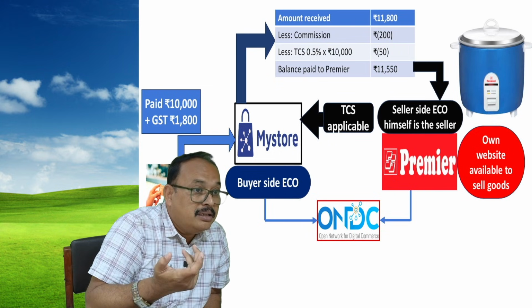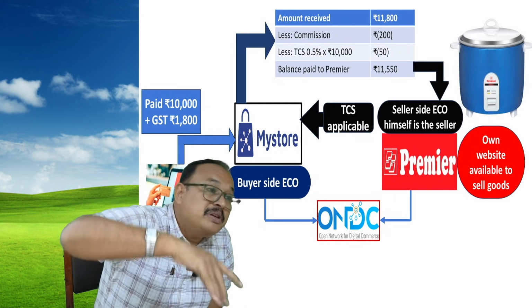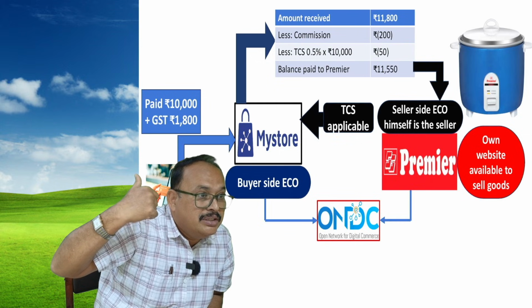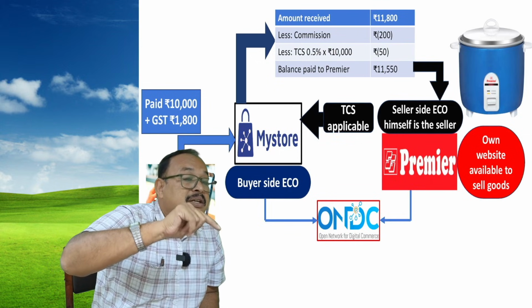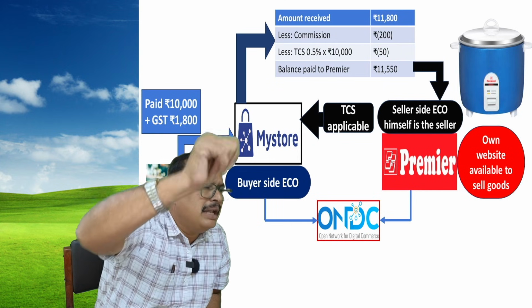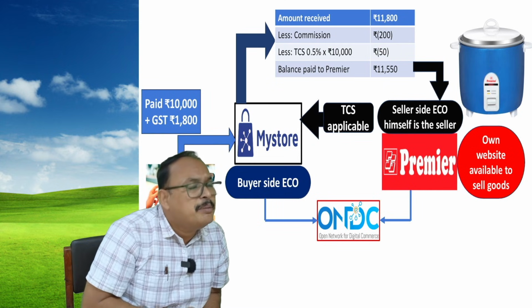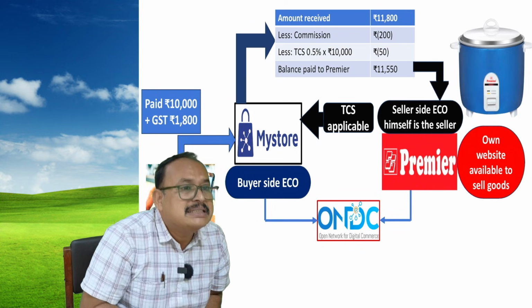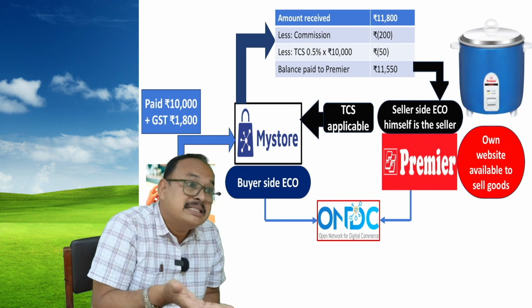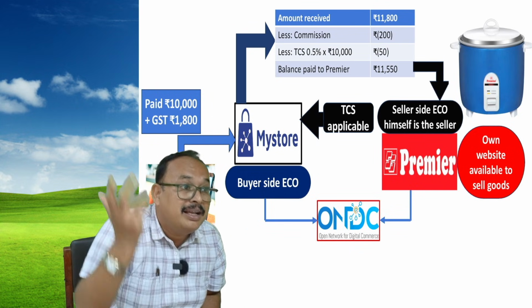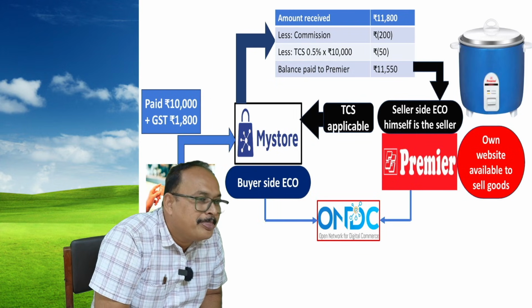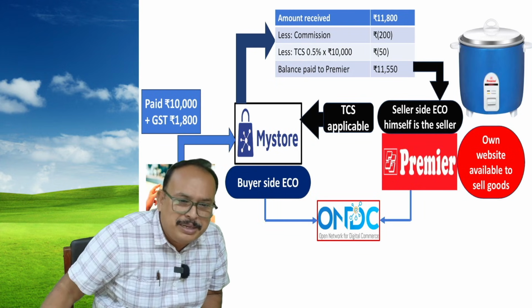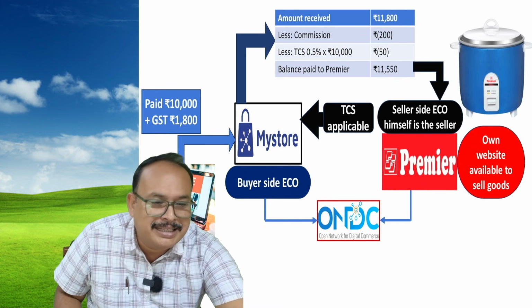If Amazon is selling not their own product but the product of other vendors, there are two e-commerce operators, Flipkart and Amazon. In that case, is the buyer side or the seller side e-commerce operator liable to collect TCS? The seller side e-commerce operator, because the seller side e-commerce operator himself is not the seller. Get my point, sir? That's it. TCS completed. Next what?